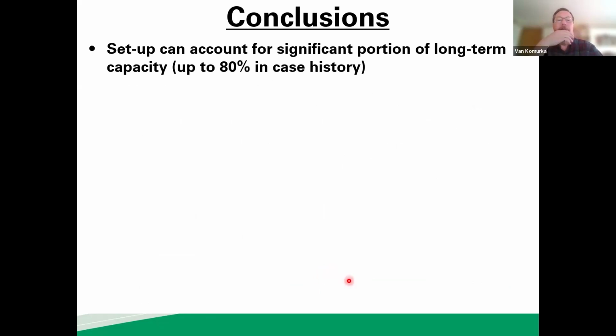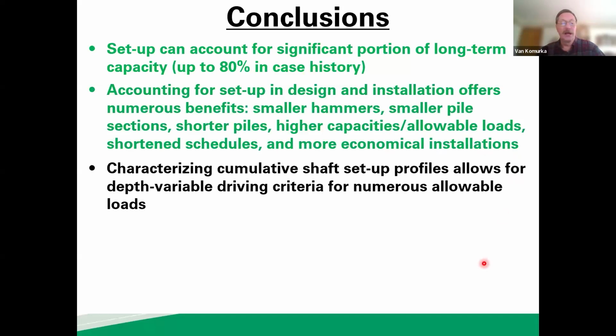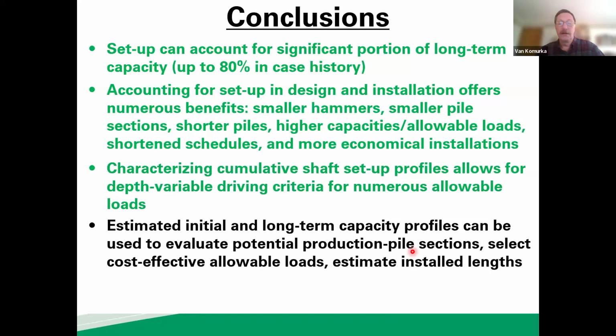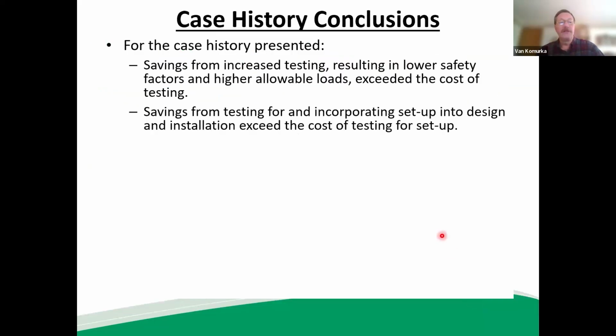So conclusions, we'll go through these fairly fast because I think we've emphasized them all the way. And again, looking at the clock, I apologize, we're a little long here. Long-term capacity, large contribution. We talked about all the benefits from incorporating setup, all result in more economy. Depth variable driving criteria for numerous allowable loads, even from a single test pile result. You can make economic hammer pile section size selection based on the results. And you can apply different safety factors to the end of drive and the setup capacity components, which is a benefit and a flexibility. Case history, the savings from the testing more than paid for the testing.